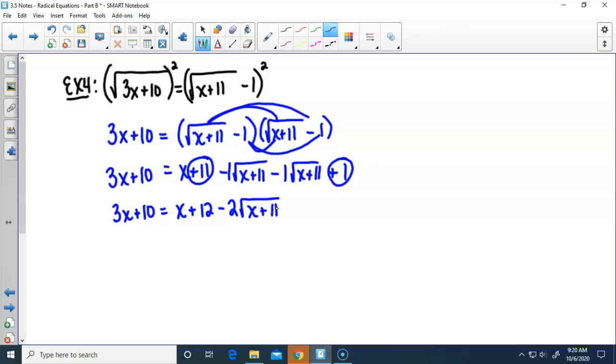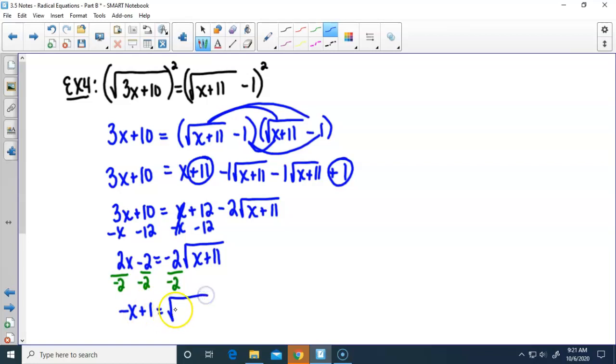And now I can move my other terms over to the other side. So I'm going to subtract that x and subtract that 12. And so that gives me 2x minus 2 equals negative 2 times the square root of x plus 11. Now, for this particular problem, on the first problem we did, I could not get rid of that negative 2 because it wouldn't divide evenly. But on this problem, if I divide the right-hand side and the left-hand side by negative 2, it's going to go nice and evenly. So that's going to give me negative x plus 1 equals the square root of x plus 11.